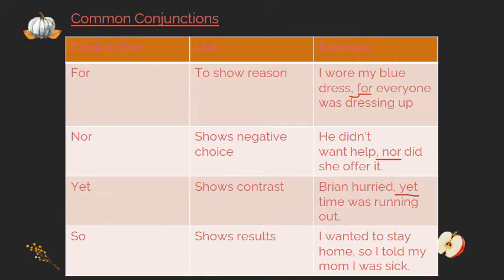The last conjunction, "so," shows results. So I use it to show a result. I wanted to stay home, so I told my mom I was sick. Comma, "so." Here I want to show a result. So: "so" to show result, "yet" to show contrast, "but" to show contrast, "nor" to show negative choices, "or" to show positive choices, "for" to show reason, and "and" to add information. Okay? We can move on now.